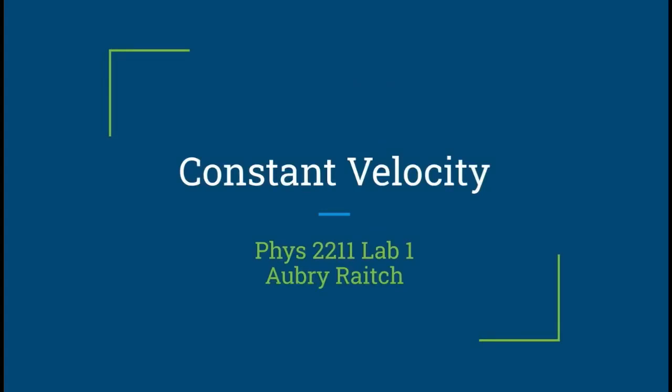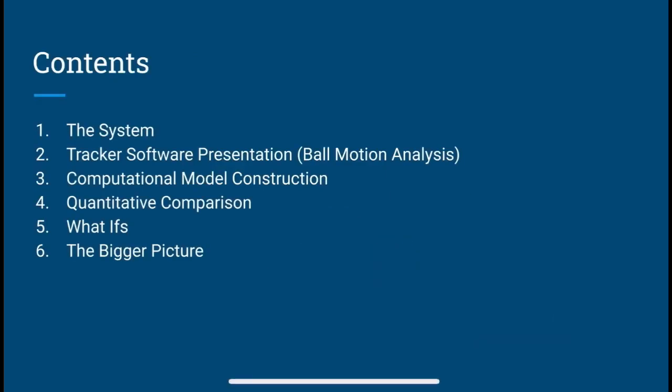Alright, my name's Aubrey Rage, and this is my lab number 1 for Physics 2211, constant velocity. So the purpose of this lab examines the motion of a rolling ping pong ball that I chose at a constant velocity. And so firstly, we'll be going over the system, its environment, some assumptions that were made.